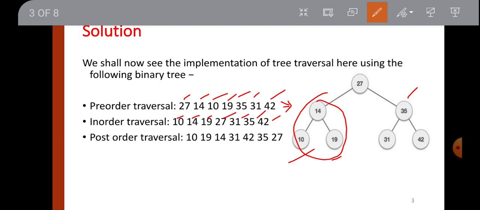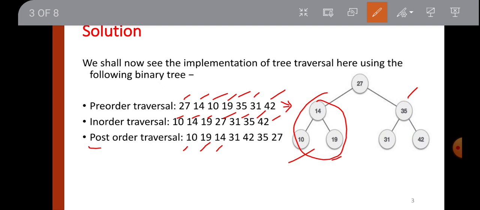Then finally we are moving towards post-order traversal. In post-order traversal, as we have seen in the definition, the traversal is performed in the left subtree initially, followed by the right subtree traversal, and at last the root node will be visited. In this given problem, 27 is the root node and 14 is the left subtree, and 14 has 10 and 19 as children. Since left will be visited first, 10 is placed, followed by the right node, that is 19, then the root node, that is the parent node of these two children, that is 14. After that, we have completed the entire left subtree.